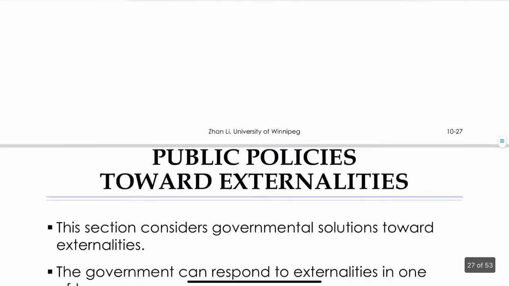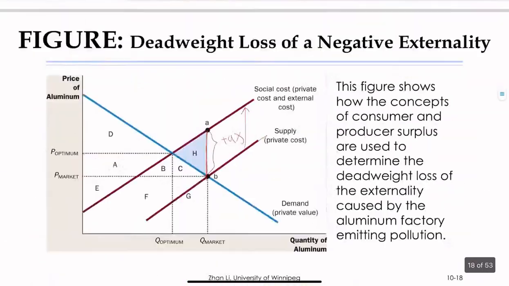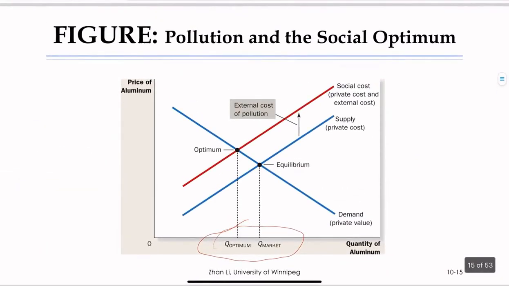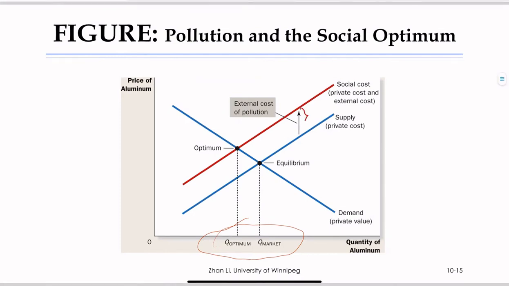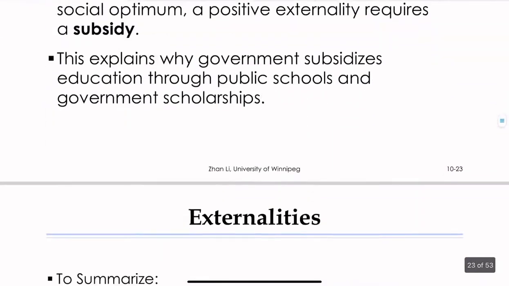So, okay, let me go back to the picture. In the case of this aluminum factory, we learned the social cost is higher. So we said the government can impose a tax, and if the tax is exactly the size of the distance between these two supply curves, then the tax can push the private cost curve up to overlap with the social cost supply curve. So with the tax, the market outcome will actually be optimal, right? So it's pretty easy to understand.